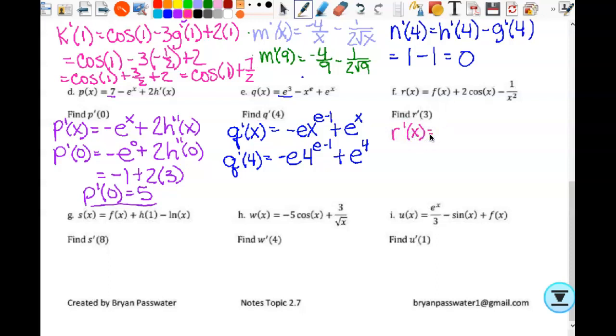R prime of x equals, okay, what's this one going to be? F prime of x plus, what's the derivative of cosine? Oops, negative sine. So I'd put a plus. I could put my negative sign, but I don't want to make it worse. So negative 2 sine of x. Oh, should I have rewritten this? Probably, and I didn't realize it because I didn't look, but that's okay. I can do that right now.